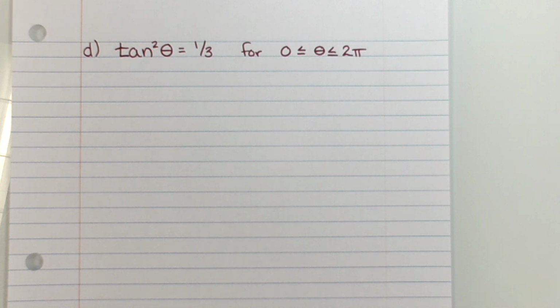Tangent squared is equal to 1/3. Tangent's not alone. It's got a squared on it. How do you get rid of a squared? Square root. You square root it.